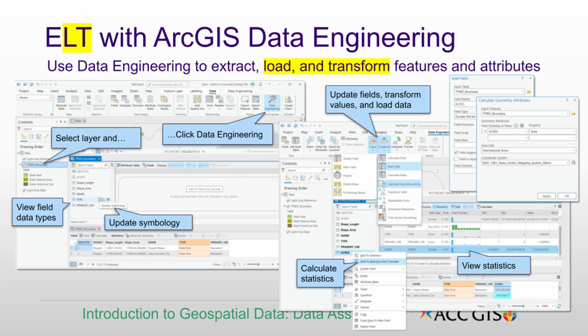And in the calculate geometry attributes geoprocessing pane, I've set my input features to TPWD_boundary. The field that I'm going to calculate is my newly created field, acres. I set the property to area and then the area unit to international acres, along with a proper coordinate system. So when I run that, I have not only created a new acres field, but populated the acres field as well, all within the data engineering tool.